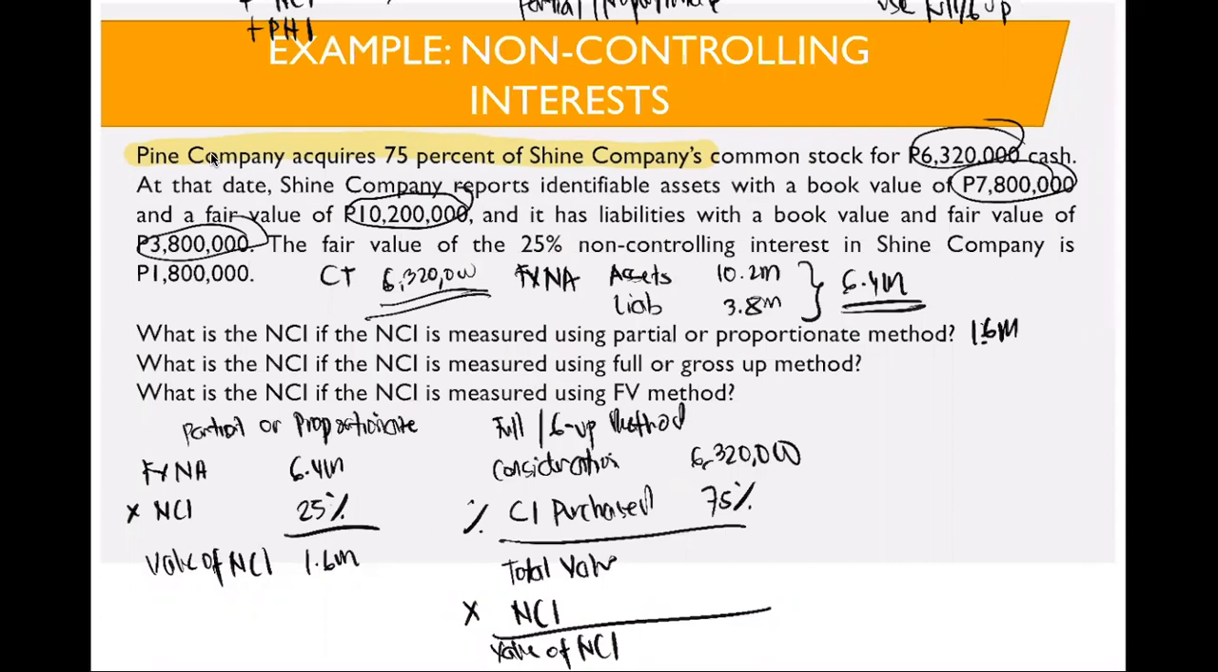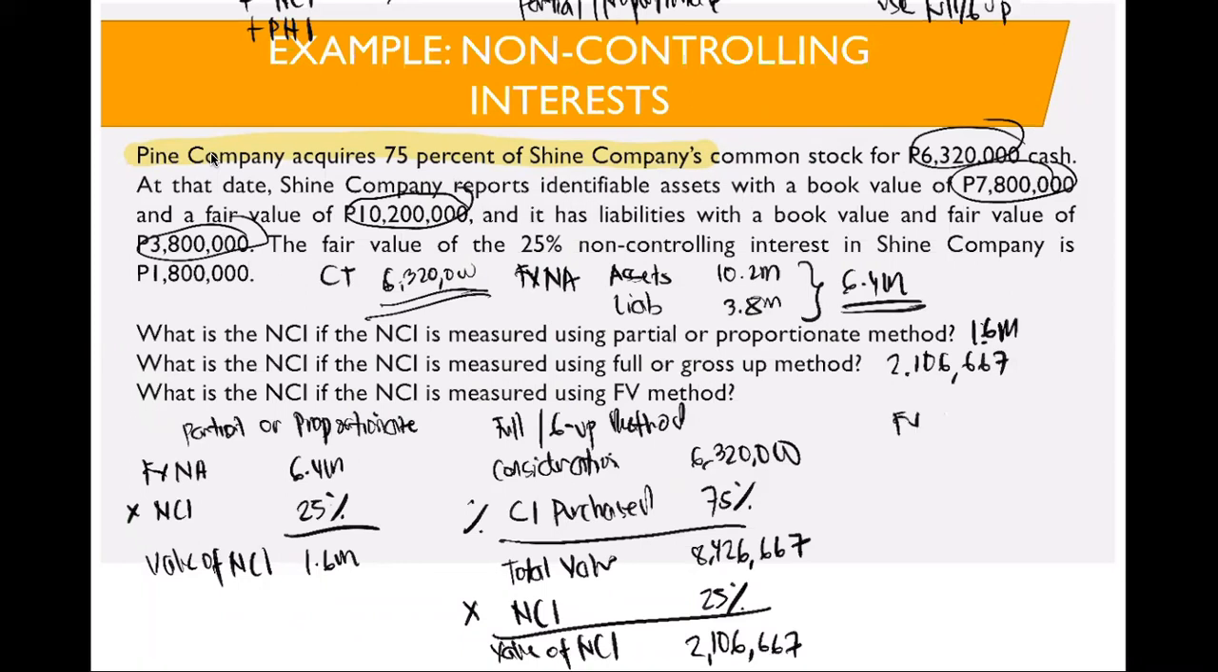So 6,320,000 divided by 75% will give us 8,426,667, multiplied by your NCI percentage, 25%. So our NCI is 2,106,667. So what is the value of the NCI if using full or gross up method? 2,106,667.